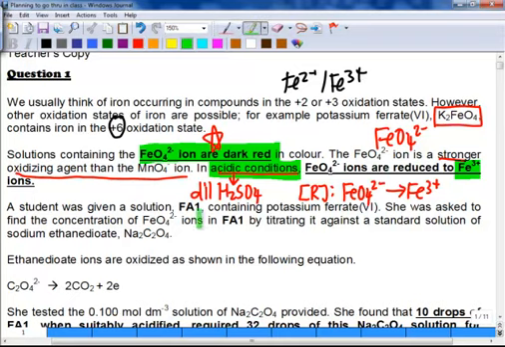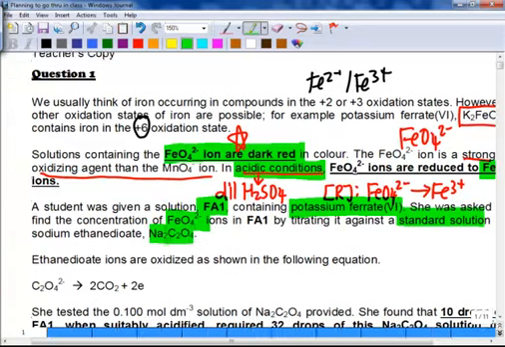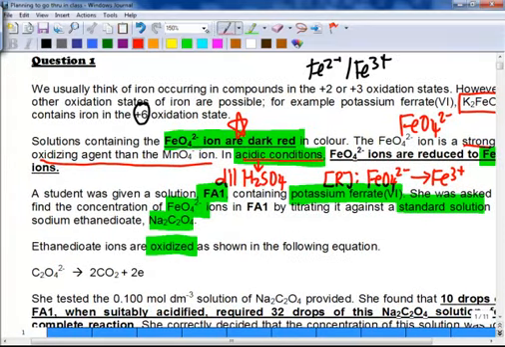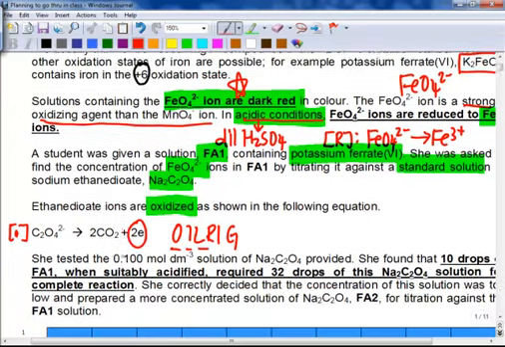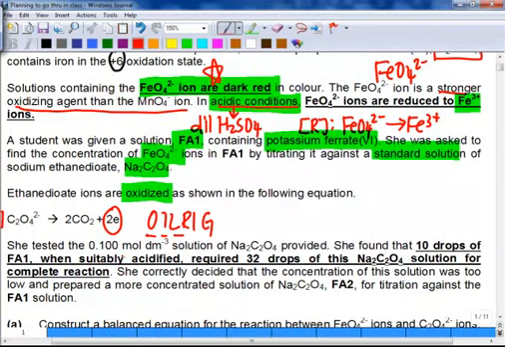Okay, this part, let's see. A student was given a solution Fa1. This Fa1 contains potassium ferrate, and she was asked to find the concentration of FeO4 by titrating against a standard solution of C2O4. They tell you that this C2O4 is oxidized, so this must be an oxidation half equation. Oil rig: oxidation is loss of electrons, so it loses 2 electrons. And she tested the 0.1 mol per dm cube solution.